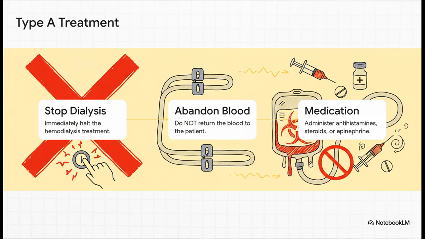Now, with a type B reaction, the symptoms usually fade as the session continues. But for a type A reaction, urgent action is required. You have to stop the machine immediately, and this is crucial. You absolutely do not return the blood in the circuit back to the patient. That blood is contaminated and reactive. You clamp the lines, abandon the blood, and treat the patient aggressively with epinephrine or antihistamines.